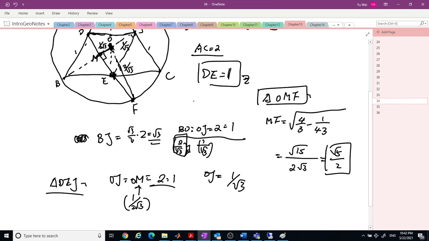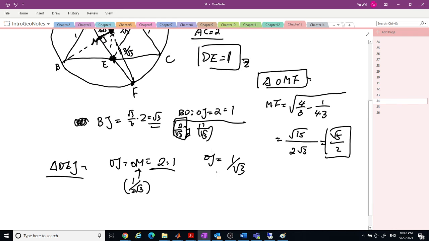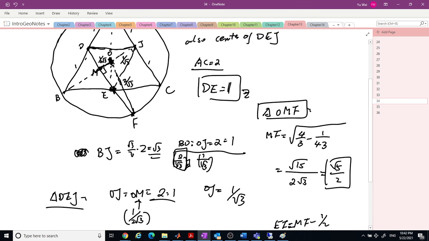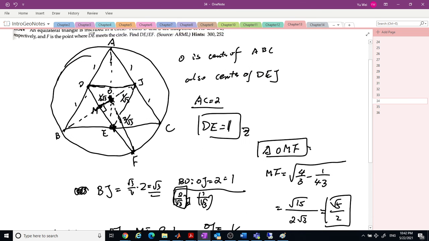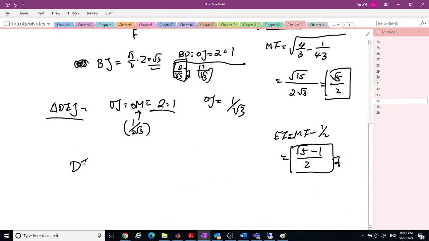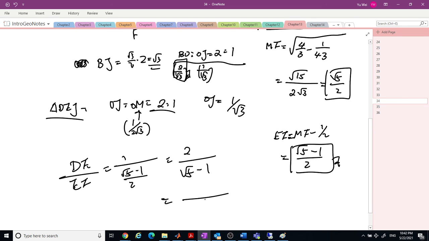Okay, so if you solve MF, you can solve EF, right? So EF is equal to MF minus half, right? So EF is, okay, so we solve EF, and DE is just 1, right? So now DE over EF is just 1 over root 5 over 2 minus 1. So it's 2 over root 5 minus 1, which is equal to 4 over 2 root 5 plus 1.